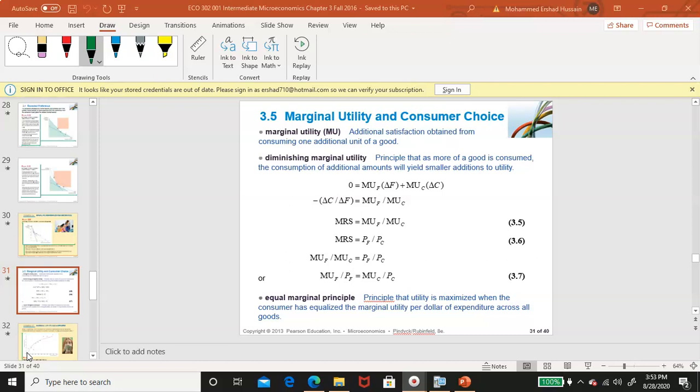So I think this is part 3 of the lecture on chapter 3. Oh, sorry, right? Part 3, chapter 3. So we are now going to discuss 3.5. This is marginal utility and consumer choice. We have so far discussed the tangency point between the highest attainable indifference curve and the budget line. That is the consumer choice.